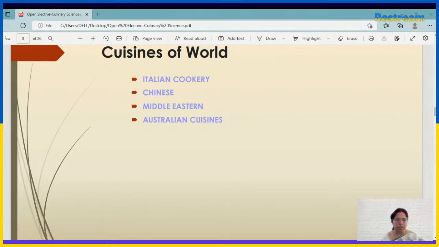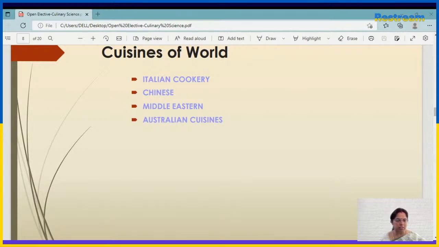Then there is Neapolitan style margherita pizza, which has crushed tomatoes on top and olive oil with basil leaves. Then broccoli pasta, then spiced cod, then nectarine olive oil cake. So this is about Italian cooking, Italian foods.